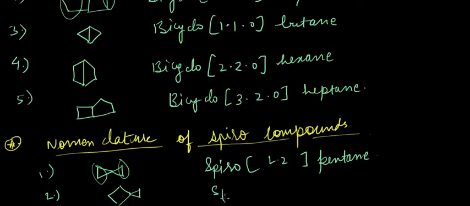So in this case, the nomenclature would be Spiro 2.3, because 2 is in this bridge and 3 in this bridge. Total number of carbon atoms are 1 2 3 4 5 6. So hexane.